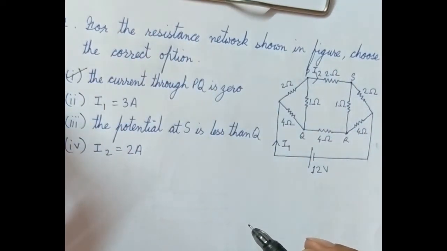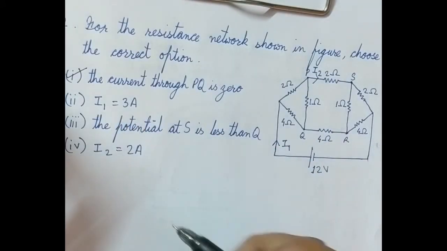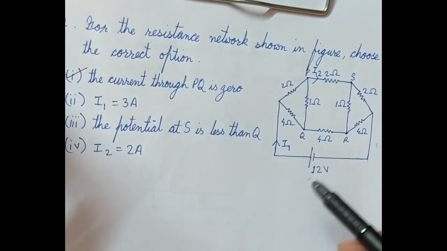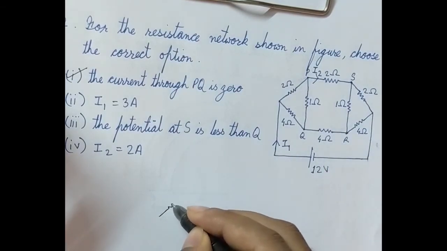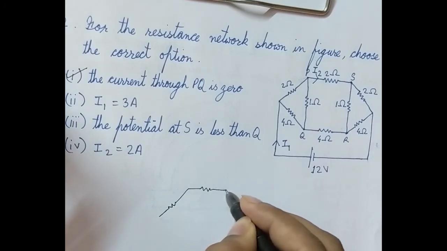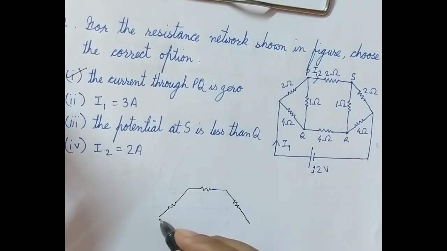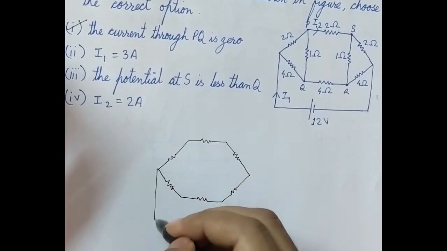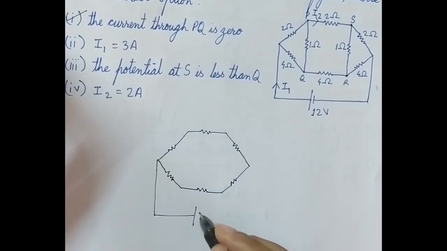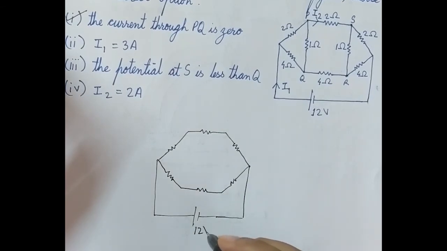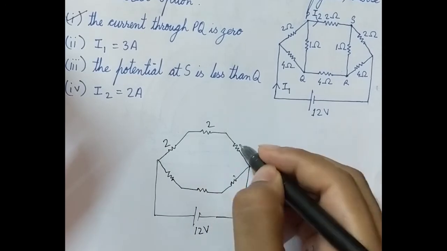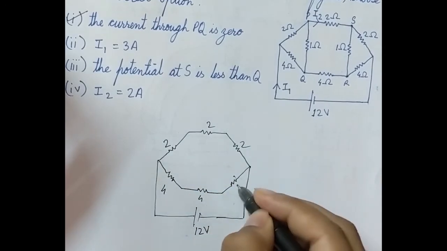Next, what we need to do is we need to find out whether I1 is equal to 3 ampere. As soon as we deduce that no current flows through this, the circuit simplifies and becomes something like this. You have a 2 ohm, another 2 ohm and another 2 ohm over here, and this side you have a 4 ohm, another 4 ohm and another 4 ohm on this side. That is connected across a 12 volts battery. Let's put the values in. This is 2, 2, 2, 4, 4 and 4 over here.